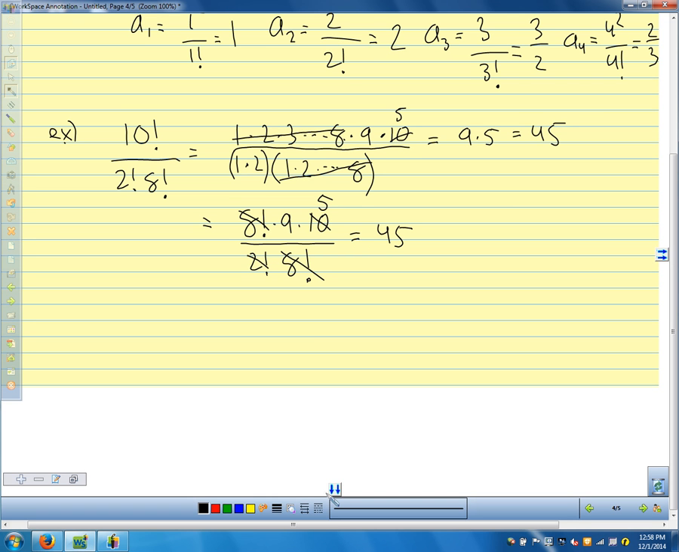Yes? For the top, when you pass it to 10, how do you pass that one? Oh, because I have this 2 in the denominator, so I just divided the 10 by 2 to get that 5.